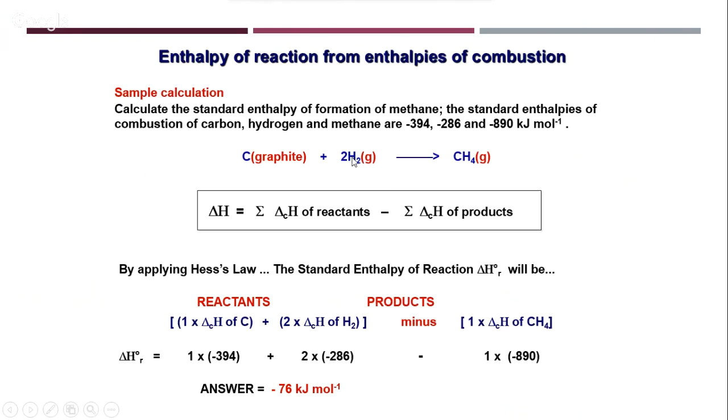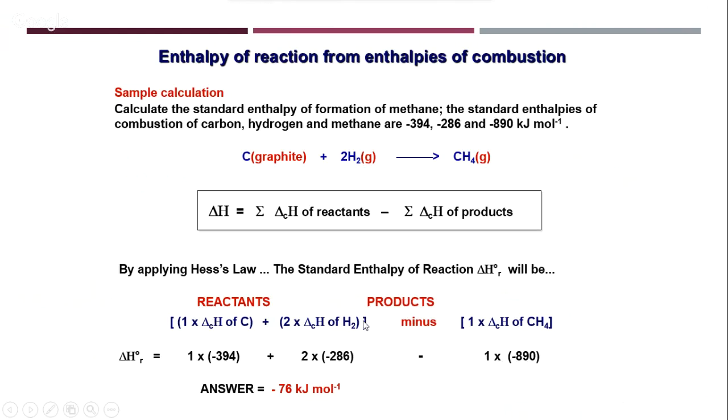Now, please note again, we have written 2 here because there are 2 moles of H2 that are getting combusted, or that are getting burnt. So 2 into minus 286, 1 into minus 394, and since there is only 1 mole of CH4, again minus of minus 1 into minus 1,890. Then you will end up getting your final answer.